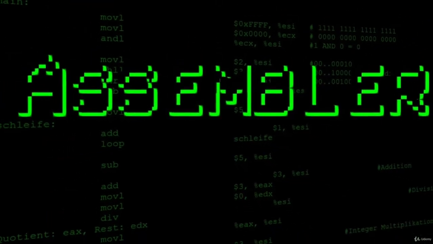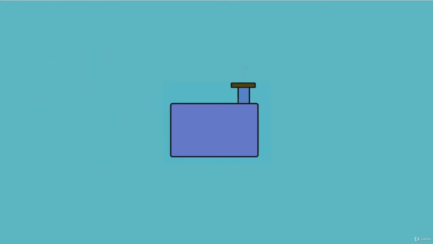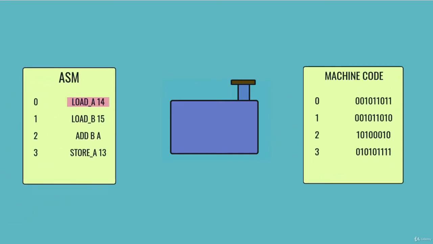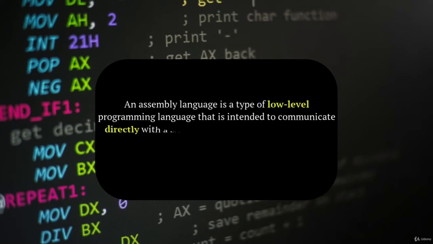What is an assembler? Well, what it does, it reads in a program written in an assembly language and converts it to native machine code. Load A14 is one example of an assembly instruction. An assembly language is a type of low-level programming language that is intended to communicate directly with a computer's hardware.